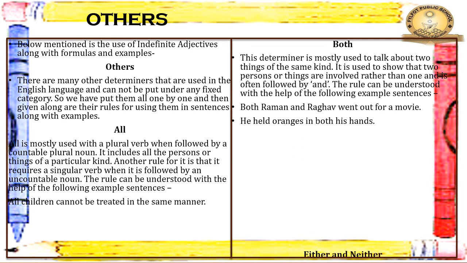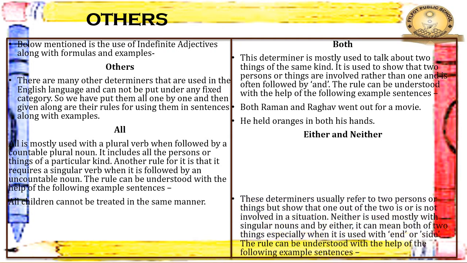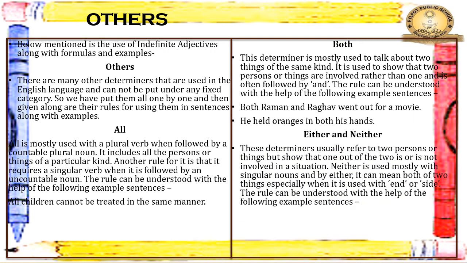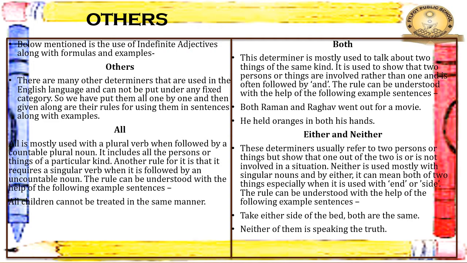Then you have either and neither. These determiners usually refer to a person or things, but show that one out of the two is or is not involved in the situation. Neither is used mostly with singular nouns, and either means both of two things, especially when it is used with end or side. So the example is: take either side of the bed, both are the same. Neither of them is speaking the truth.